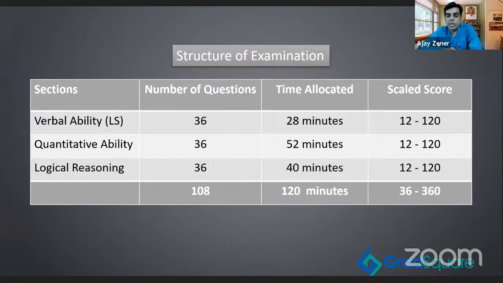Among all these, the verbal ability section has the least time allocated to it. It's given 28 minutes. For quantitative ability, you have the maximum time, which is 52 minutes, and for the logical reasoning section, you have 40 minutes.